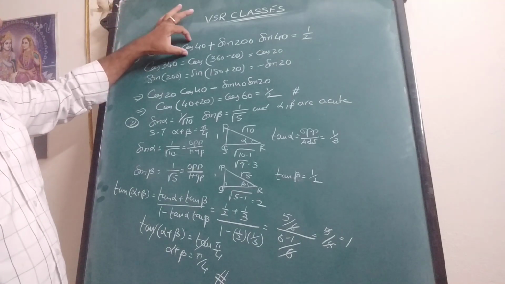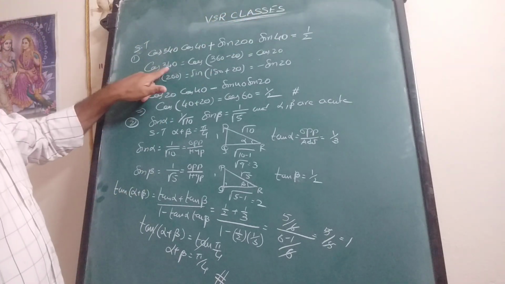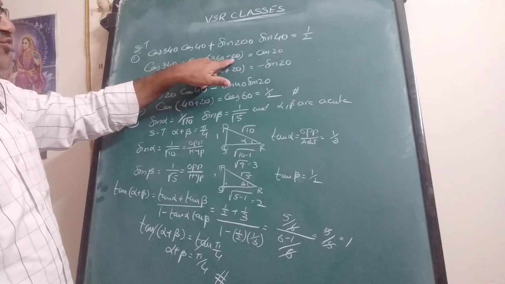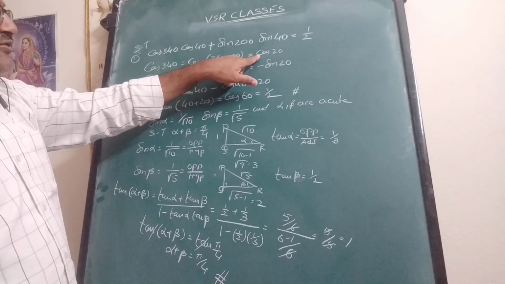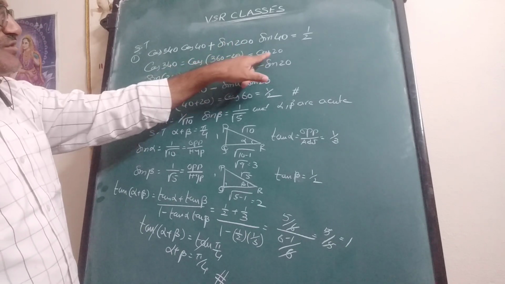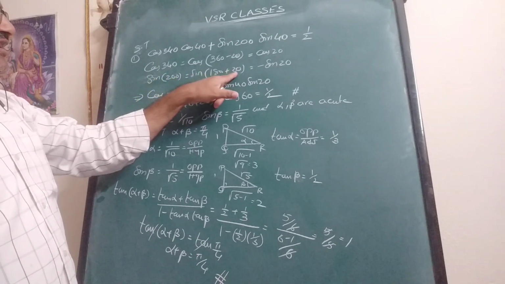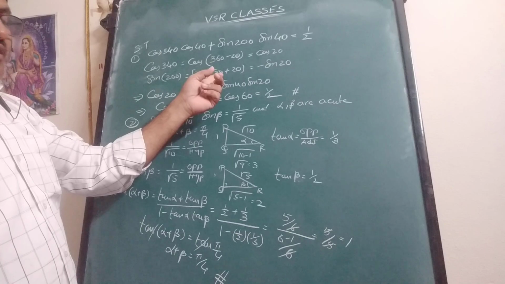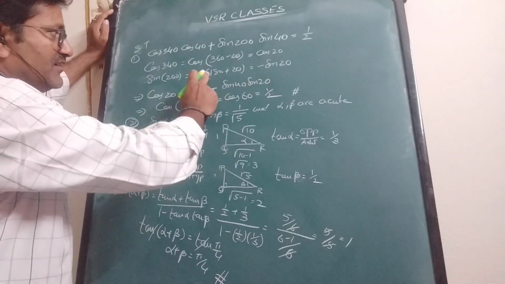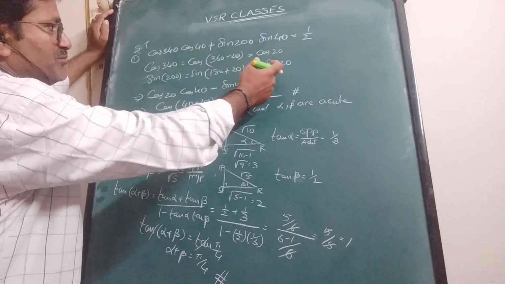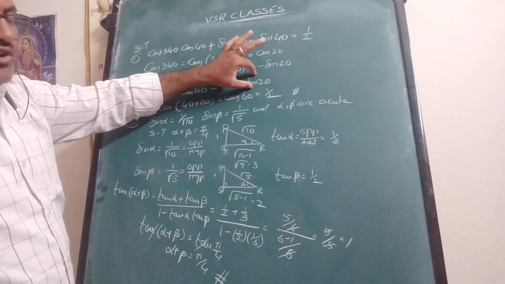Cos 340 cos 40 minus sin 200 sin 40 is equal to 1 by 2, we have to prove. Cos 340 can be written as cos of 360 minus 20, and it is in the fourth quadrant, where cos will be positive. So for 360 there is no change, cos 20 you will get directly. And sin 200 can be written as sin of 180 plus 20. In which quadrant? Third quadrant. Sin will be negative in the third quadrant, so you will get a negative sign. There is no change in the function, the same function, so minus sin 20. That is cos 20 cos 40 and sin 40 sin 20.